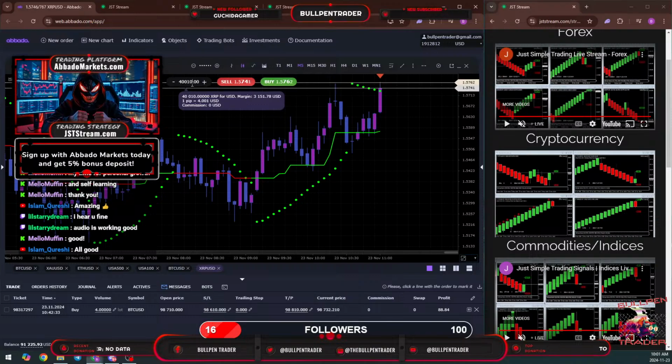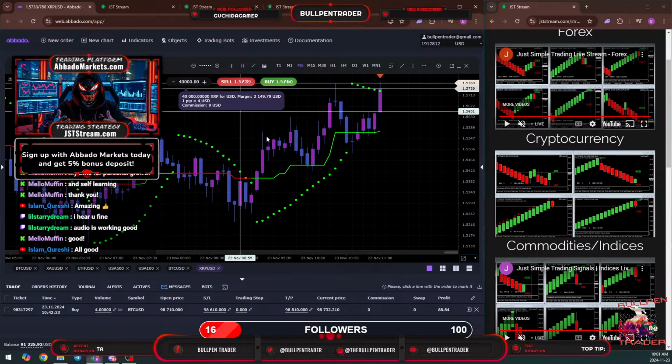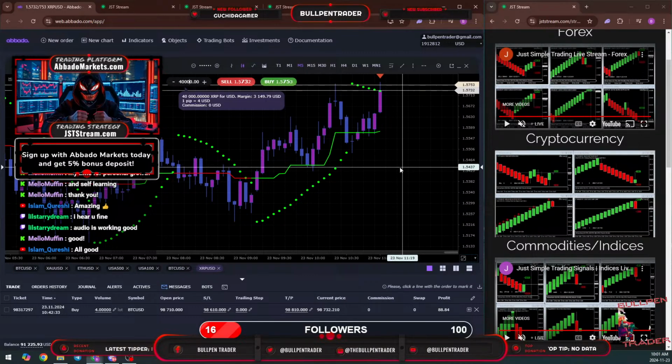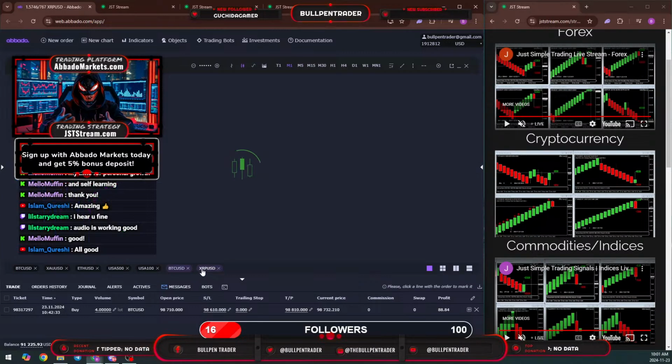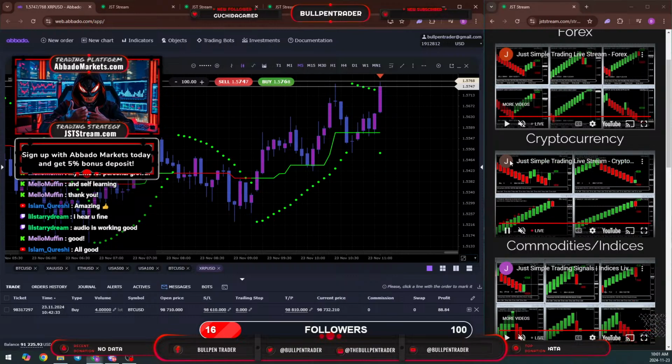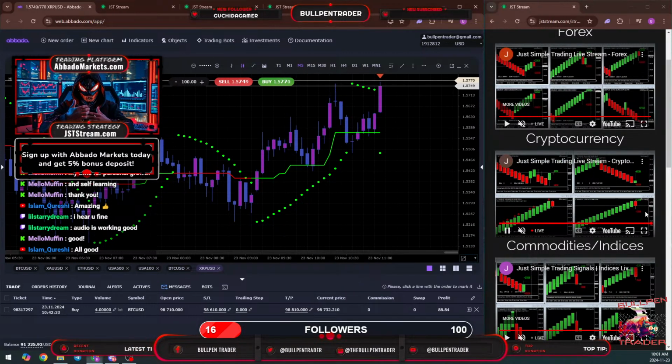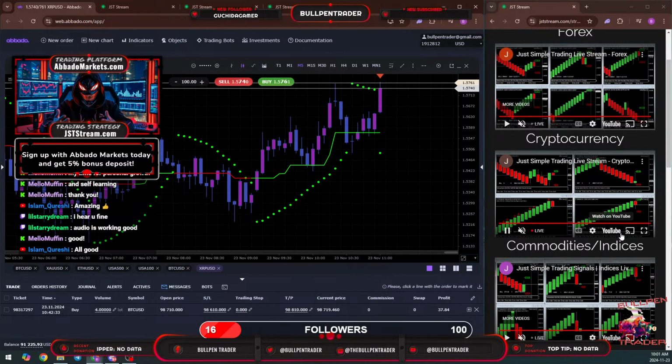40,000 is the lot size for XRP. Starting to see a little bit of that pullback happen right there. Let's wait for that pullback to happen a little bit more. Let's wait for it to continue down before we look to enter a trade. It's like a baby pullback right now.